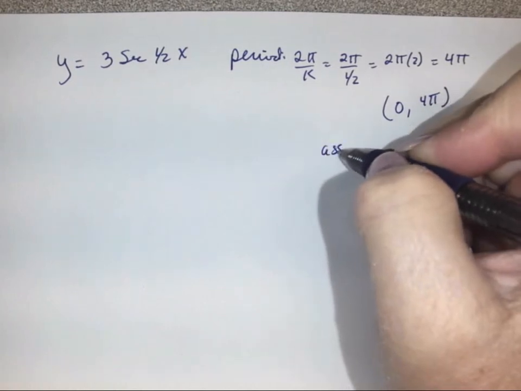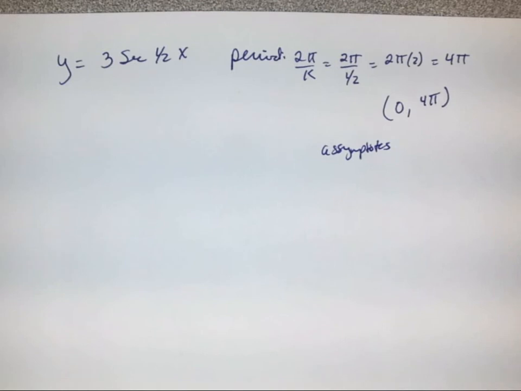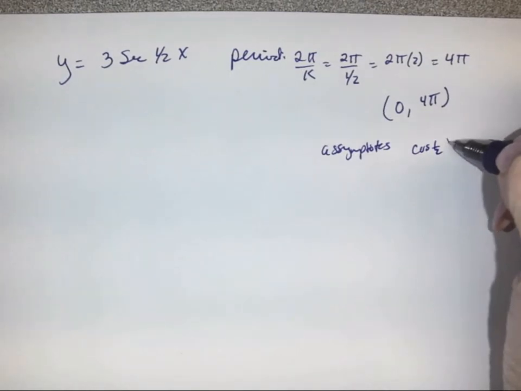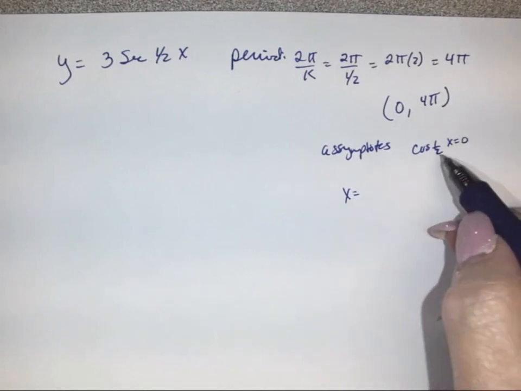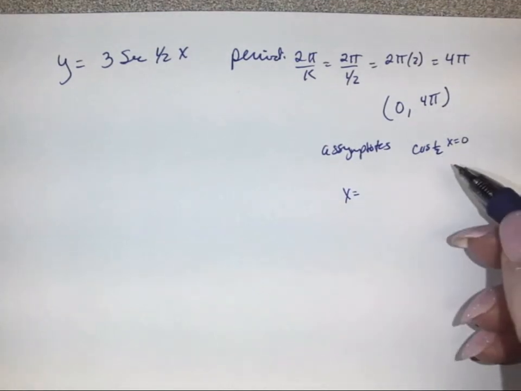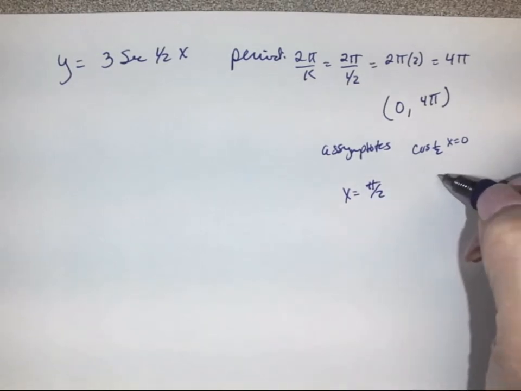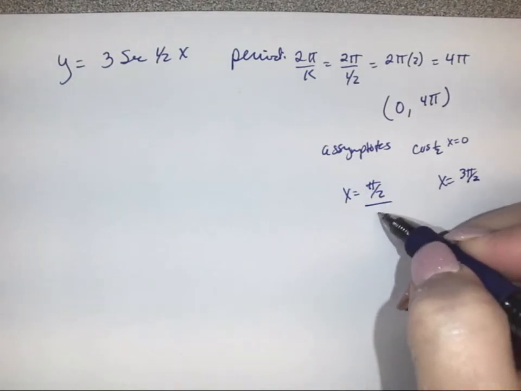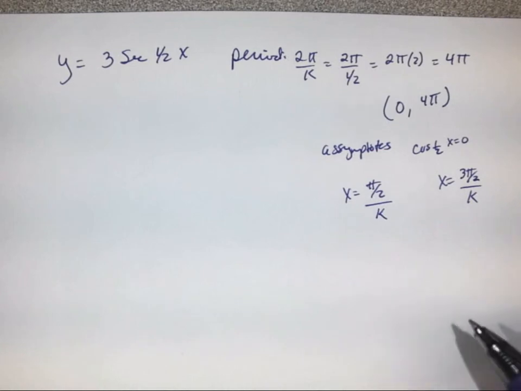And then those asymptotes are going to be where cosine of 1/2 x is equal to 0. So that'll be where x is equal to, where does cosine equal 0? Well, that is at pi over 2. And it'll be at 3 pi over 2. But we have to divide by our k again, because that k changes where those values land.